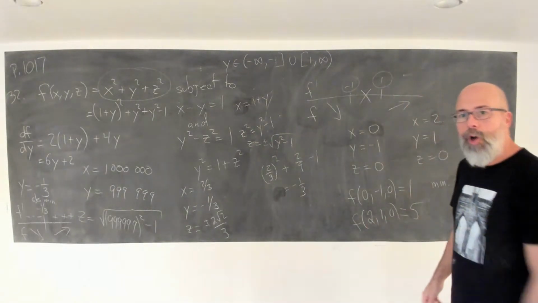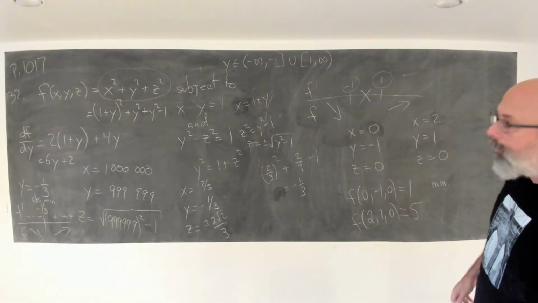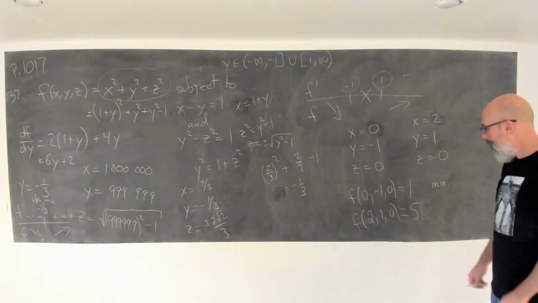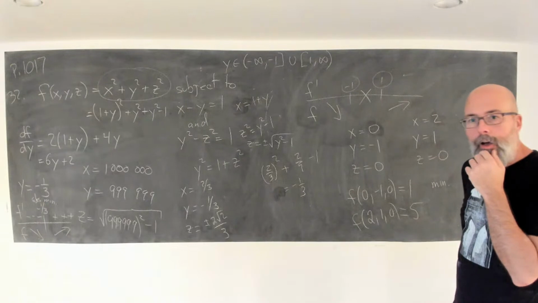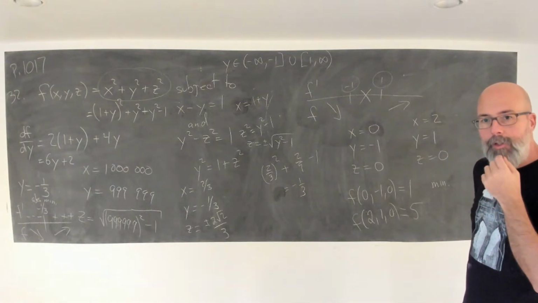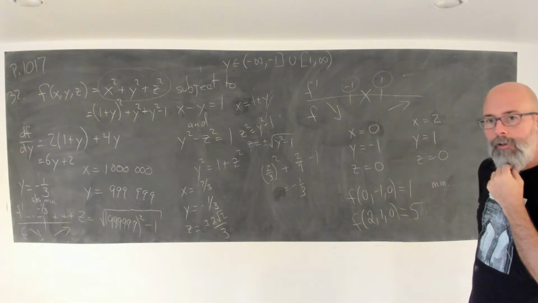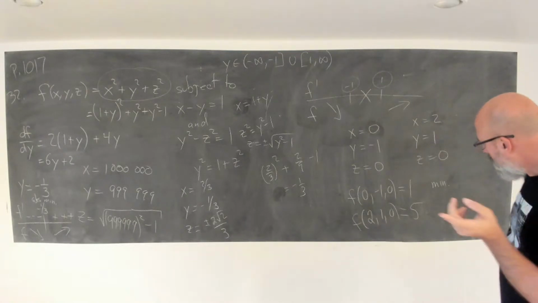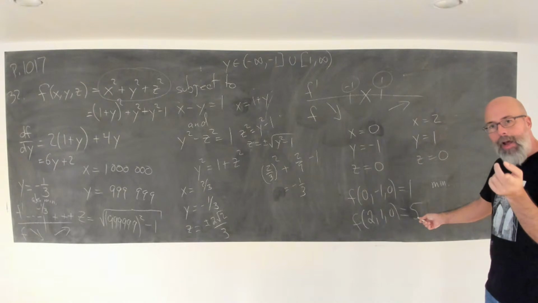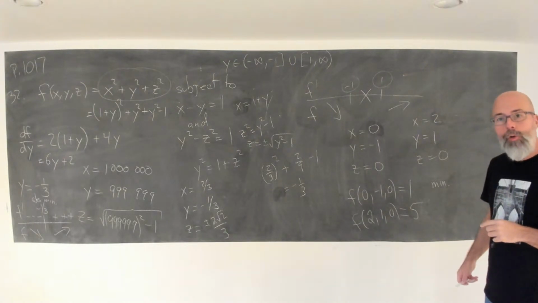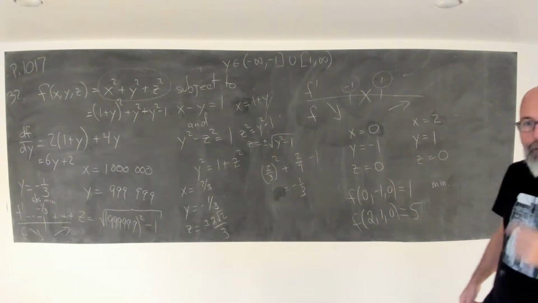So 5 is not the absolute maximum, correct? 5 is not the absolute maximum. And as Gabriel is suggesting, I suspect it's going to be actually a local minimum, not an absolute.